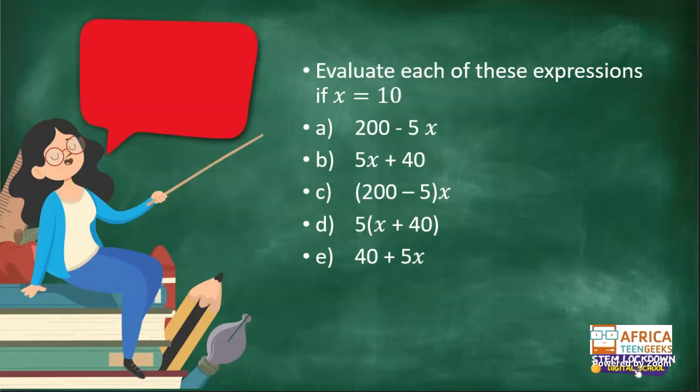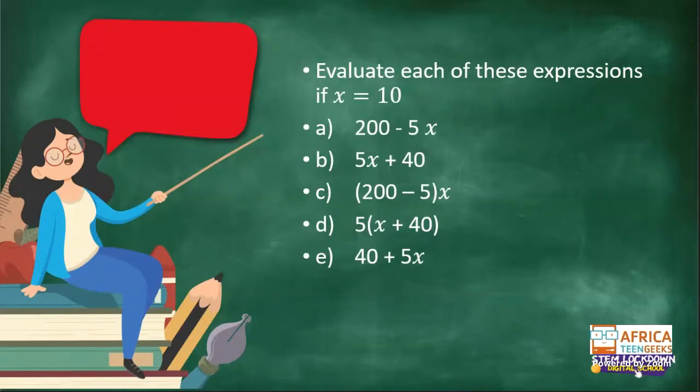It will be 200, sir. Okay. Minus 5. Multiplied by 10, sir, if I'm not mistaken. Yes. And what is 5 times 10? It's 50, sir. Okay. And what will be the answer there? 150, sir. It will be 150. Yes, all right.